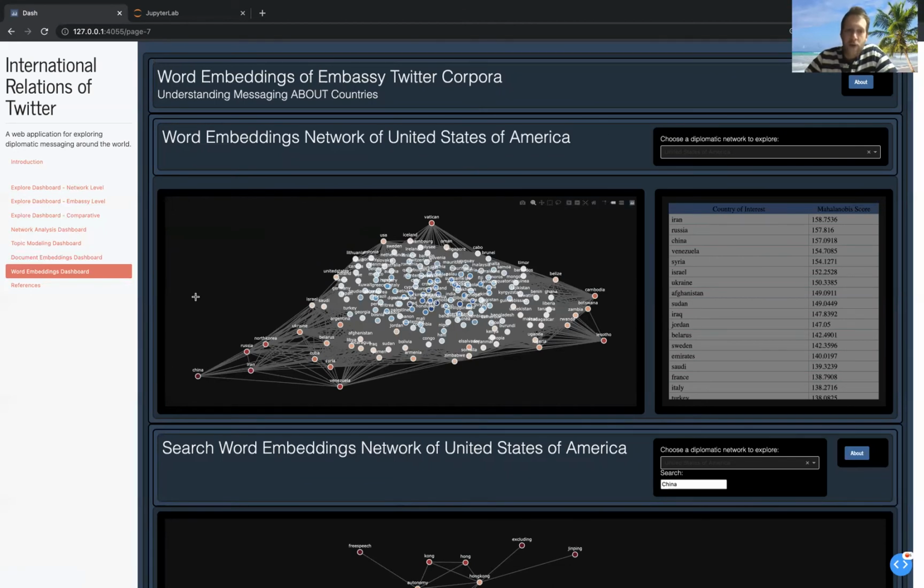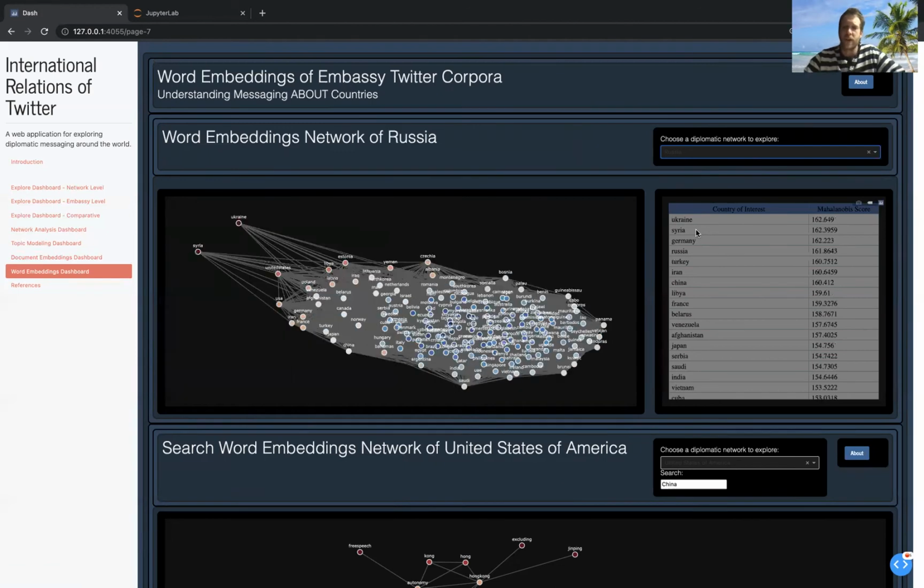But if we look at these outlier accounts, that's when this country is being discussed in a very unusual way. Because remember, word2vec is kind of looking at the context of a given token. And because these are outliers, we know that their contexts are very different than the typical embassy account. So these are the unusual ones for the United States. And if we look at Russia, we see a similar pattern. Ukraine and Syria, those are really the countries in which Russia has a very strong geopolitical interest. And these are very much outliers here.